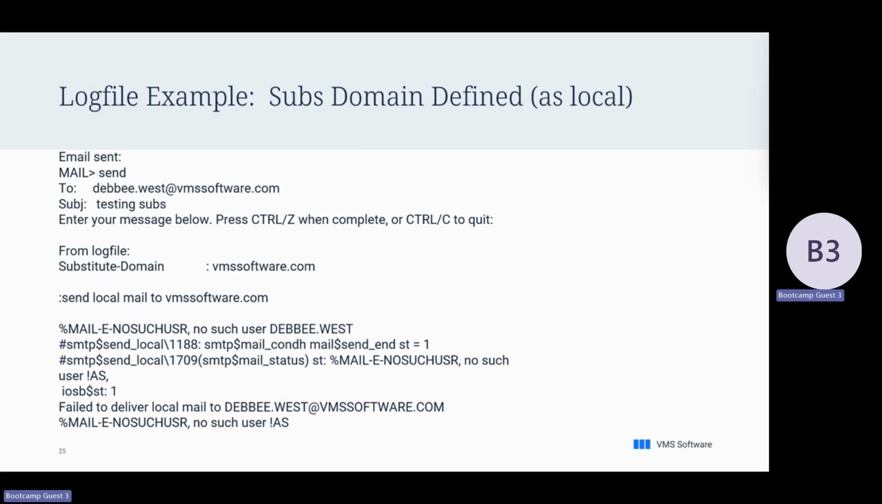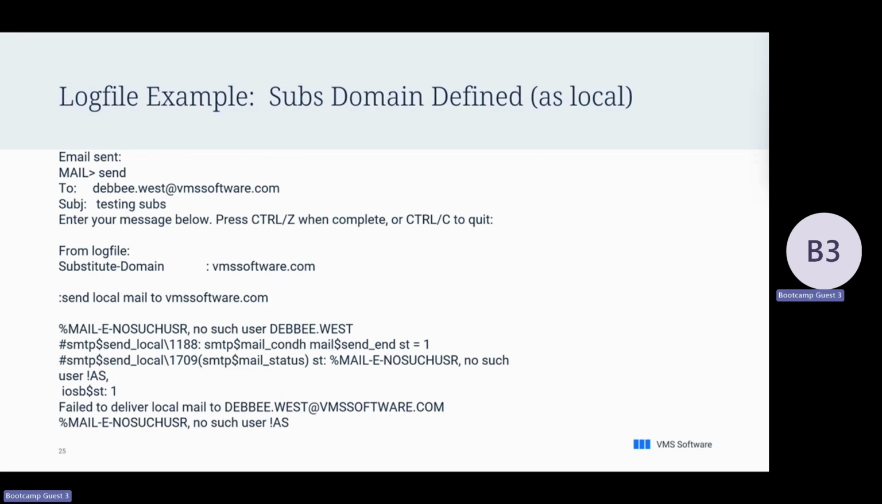Okay, so I sent mail from my Debbie. Oh, the mail, I had a substitute domain. No, I'm sending to myself. Hello, I can read. Okay, so I'm sending mail to myself at VMS Software. And I'm just testing the substitute domain. So from the log file, we will see that my substitute domain is vmssoftware.com. I'm sorry, this is not the full log file. Got ahead of myself. Okay, this is substitute domain defined, and it turns out to be local. We're going to see not good things.